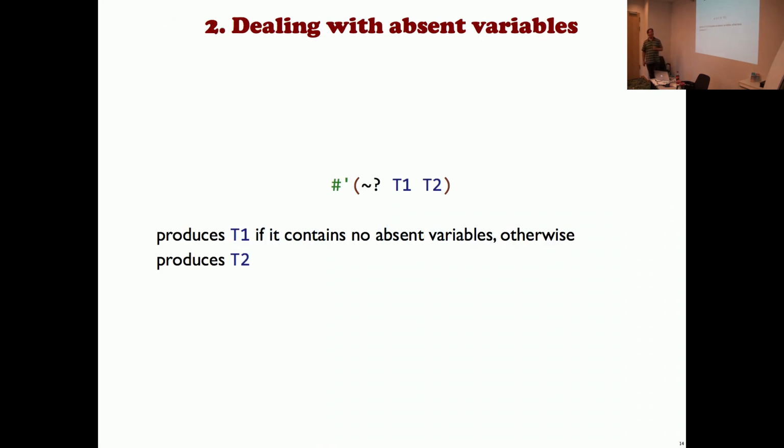Tilde question mark is basically try catch, right? If T1 contains anything that's absent because it was bound in an optional clause or just not one of the disjunction that was taken, then you skip T1 and go to T2. Otherwise, you produce T1.